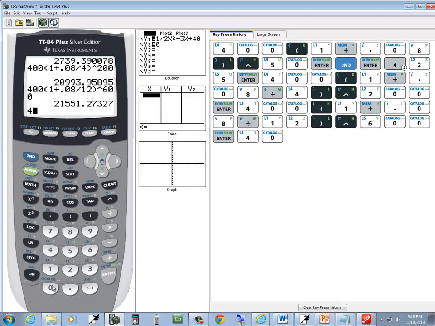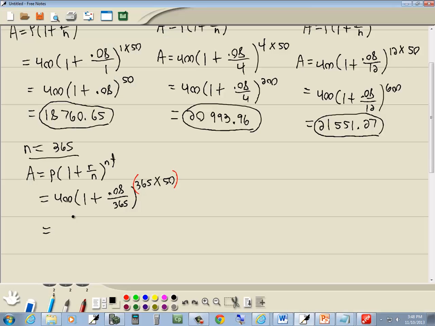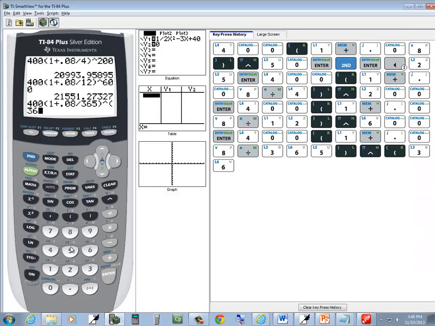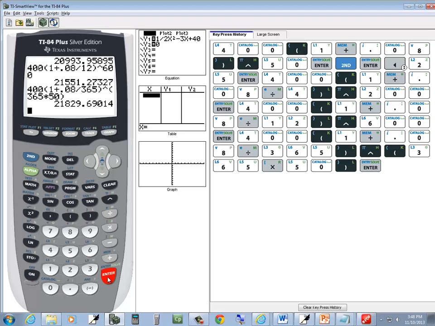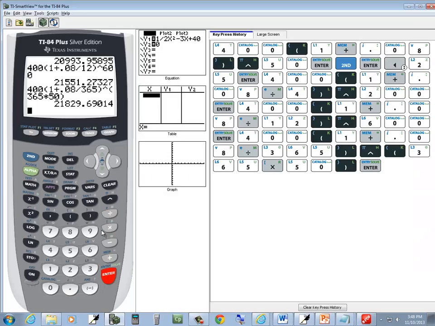Okay, so we've got 400, beginning parentheses, 1 plus 0.08 divided by 365, closing parentheses, caret, beginning parentheses, 365 times 50, closing parentheses. If you want, at the very end you don't need it. Then press enter. And we get 21,829.69.